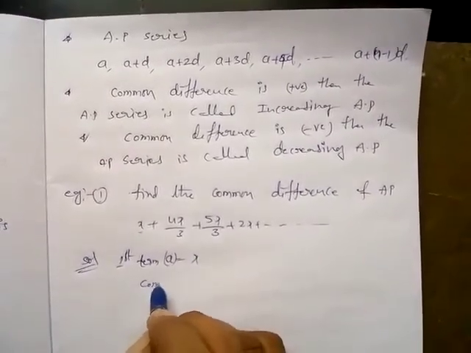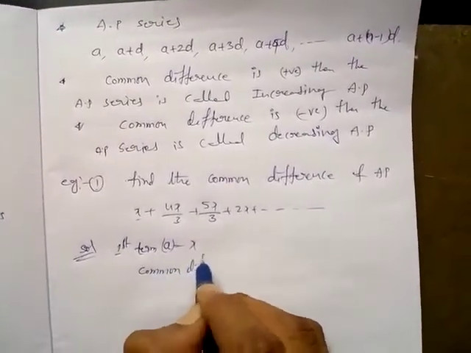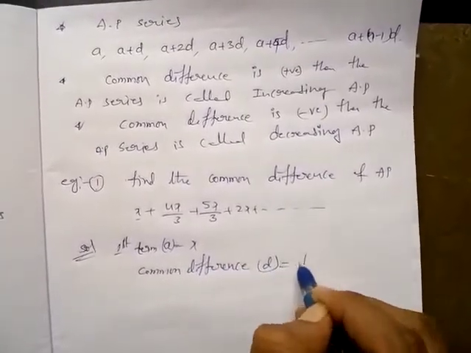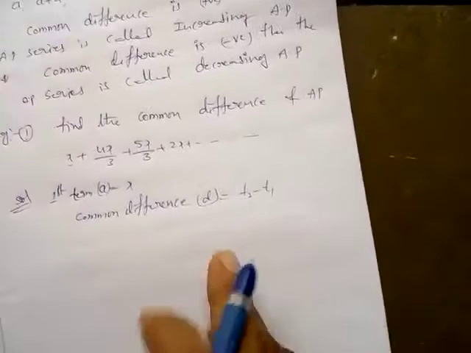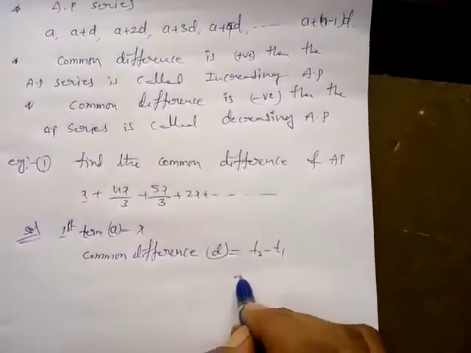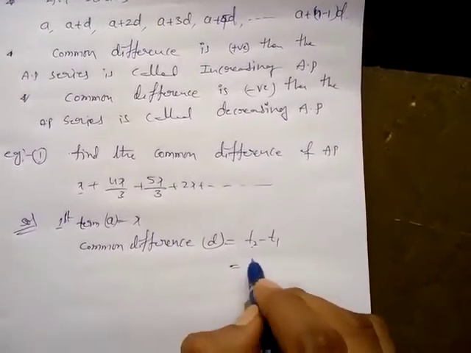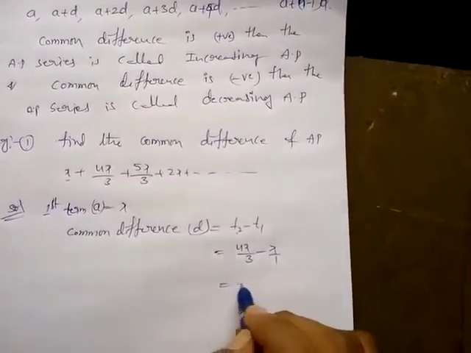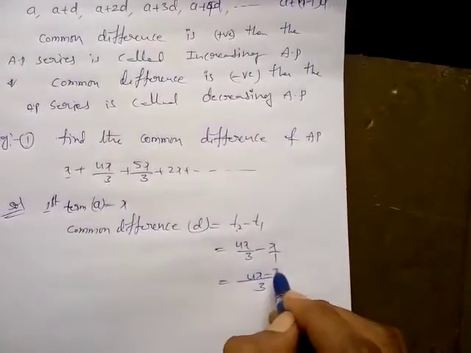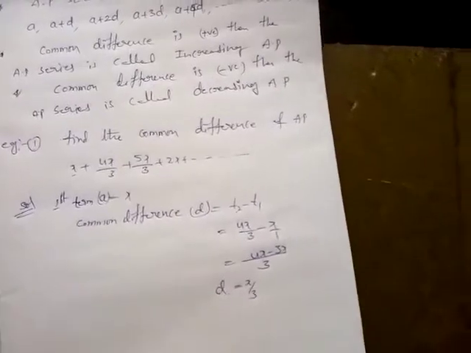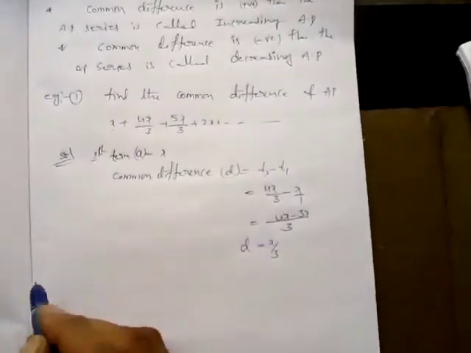Common difference D is equal to T2 minus T1, or T3 minus T2, or T4 minus T3, any one. So the common difference D is equal to the second term minus the first term. So the LCM is 3, 4x minus 3x becomes x by 3. So the common difference is x by 3. One more example.